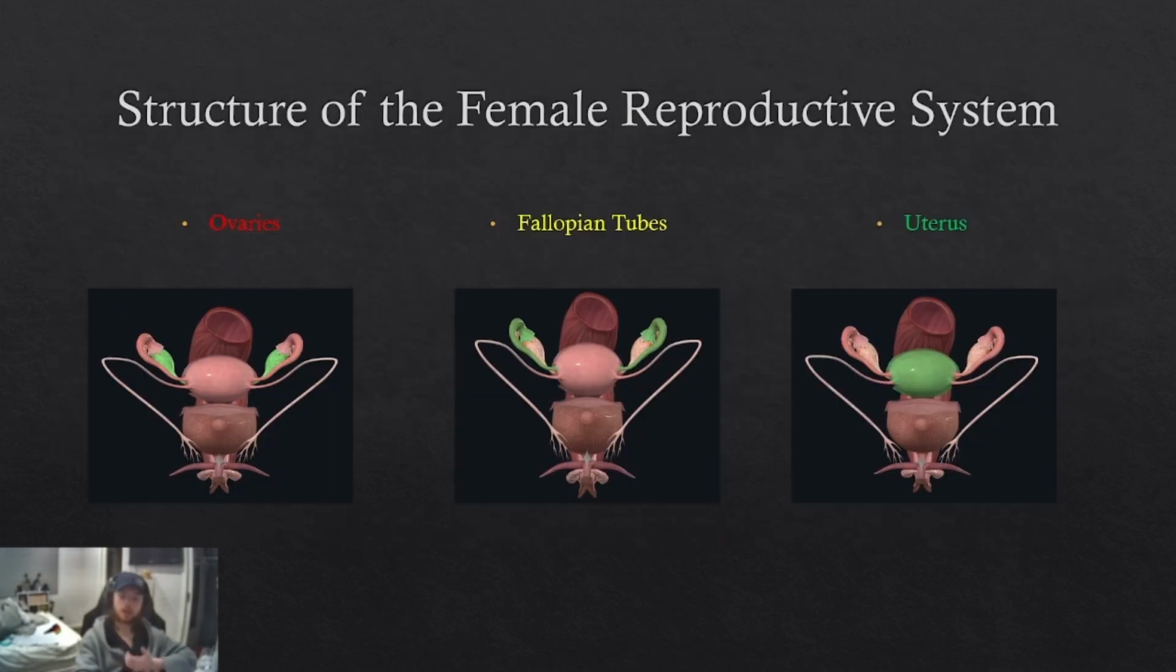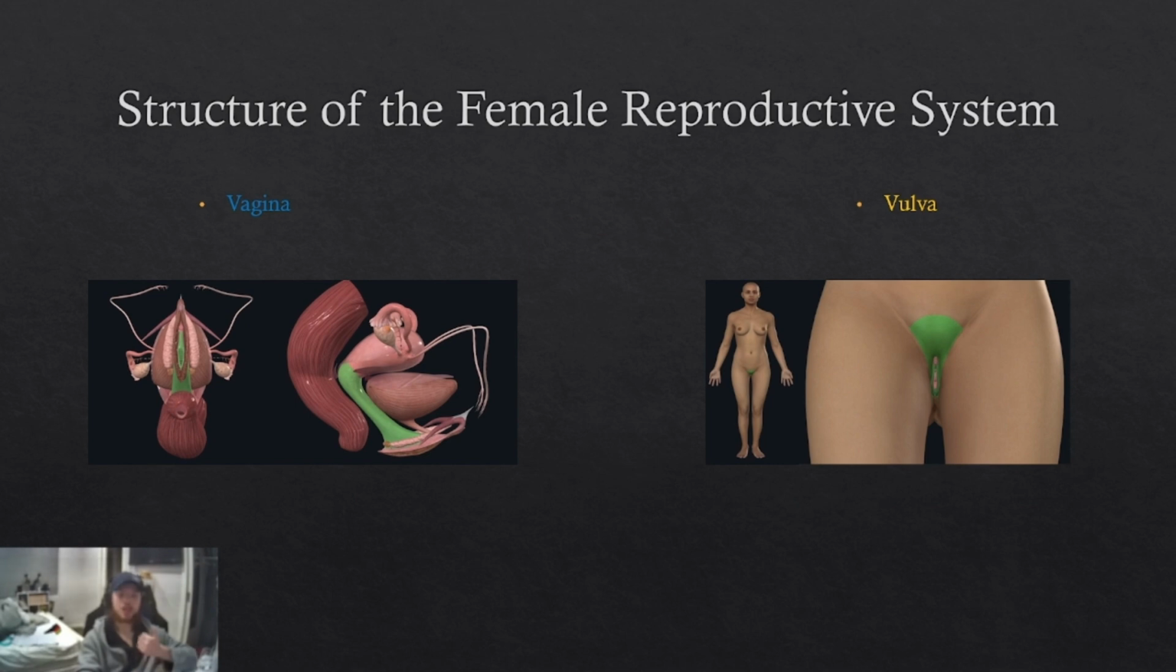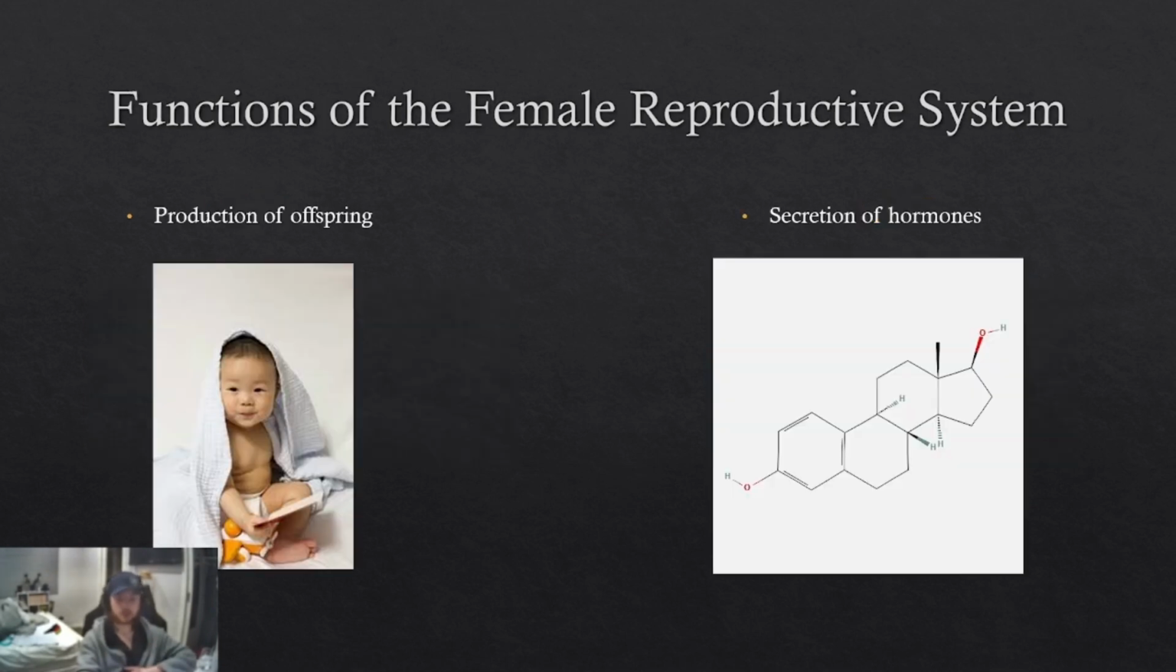Next is the structure of the female reproductive system, which consists of five main organs, including the ovaries in red, fallopian tubes in yellow, uterus in green, vagina in blue, and vulva in orange. Following this are the reproductive system functions, with its primary function being to produce offspring. It can also stimulate the secretion of specific hormones such as estrogen, progesterone, gonadotropin releasing hormone, follicle stimulating hormone, luteinizing hormone, and human chorionic gonadotropin.